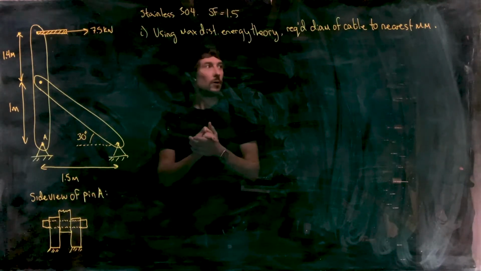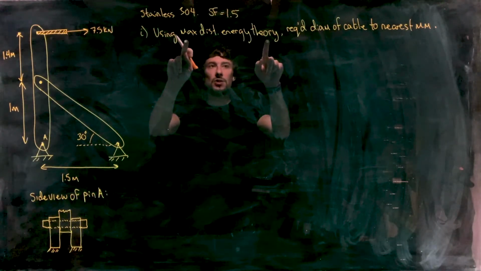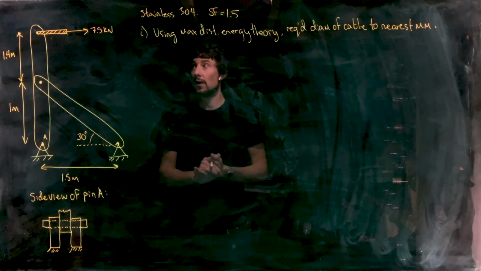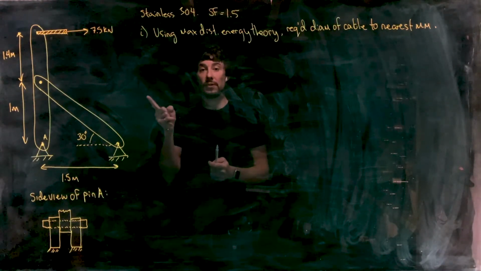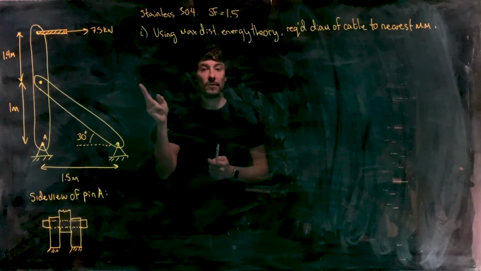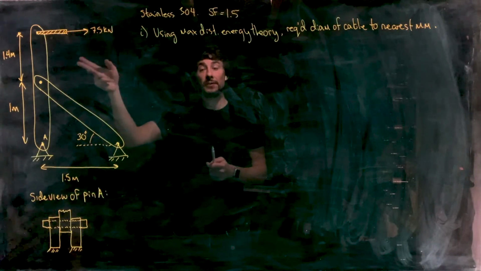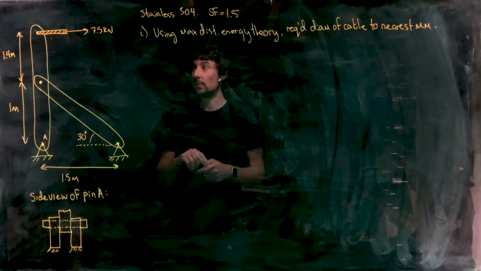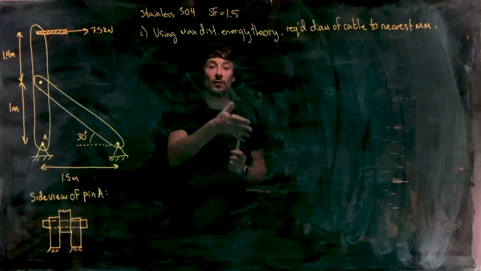So for our failure theory, if we want to apply the maximum distortion energy theory, just as we would if we were applying the maximum absolute shear stress theory, it all starts with choosing a location, defining the stress state of a volumetric element at that location, or in a 2D problem like this, we can just jump straight to the in-plane element because we know there are no stresses into and out of the plane of the board in this case.